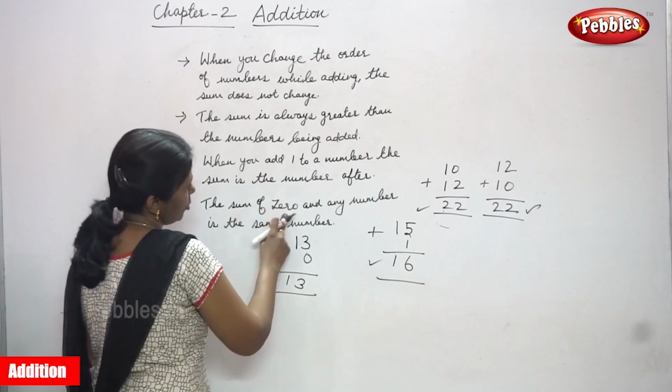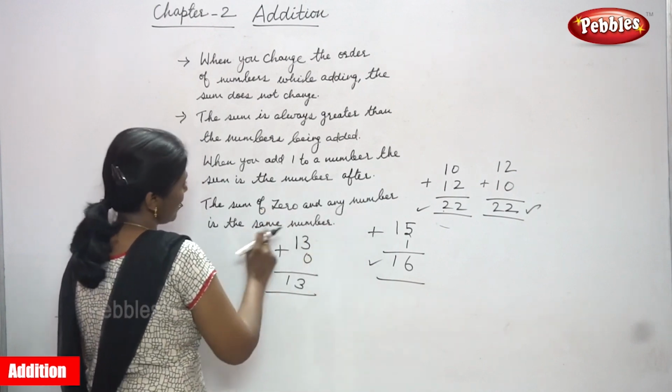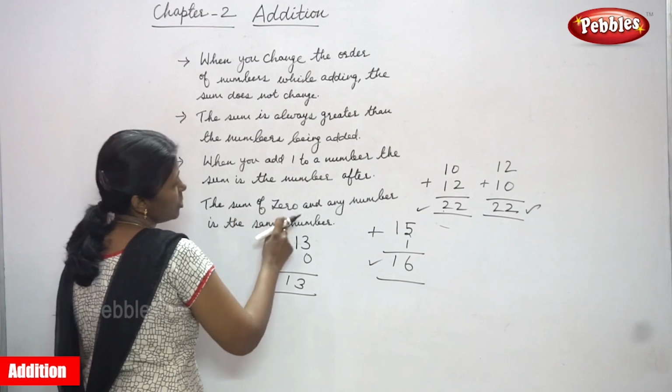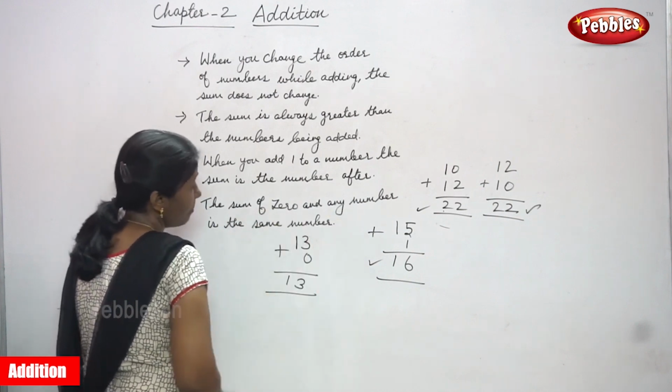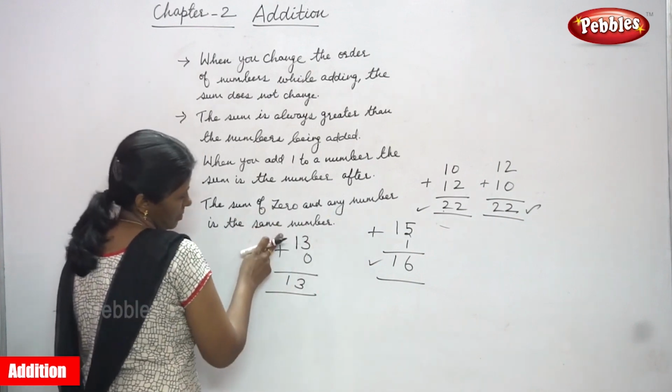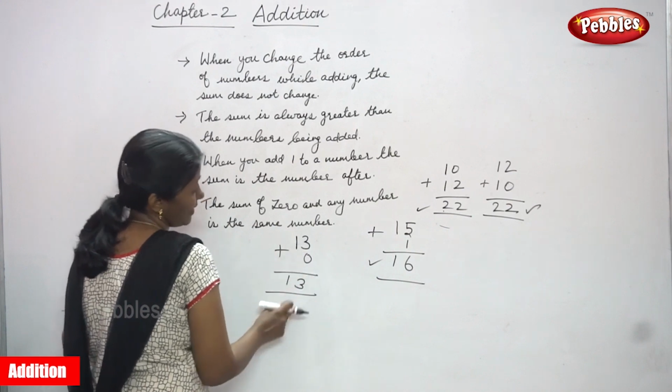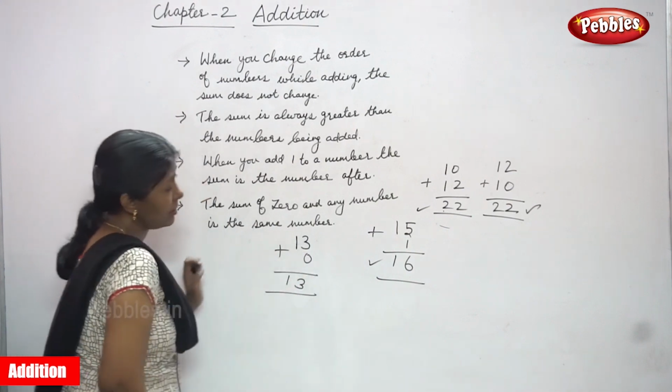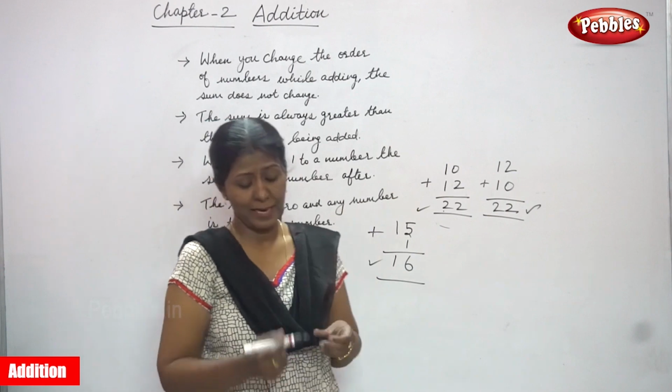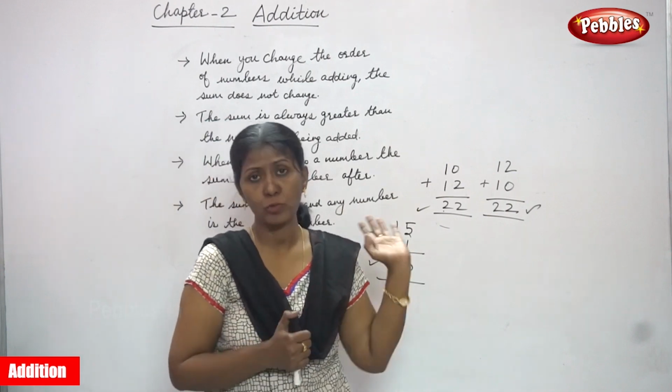The sum of 0 and any number is the same number. That means, for example, 13. I'm going to add 0. You get the same number. That is the meaning of the rule. I think you understand all the rules of addition.